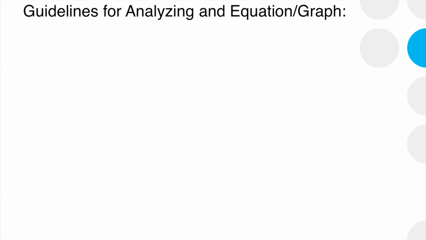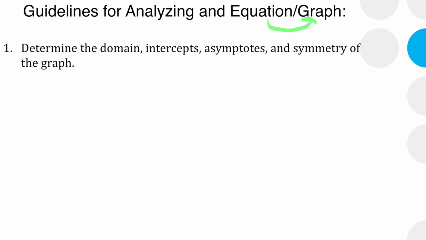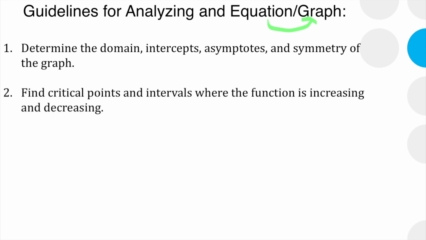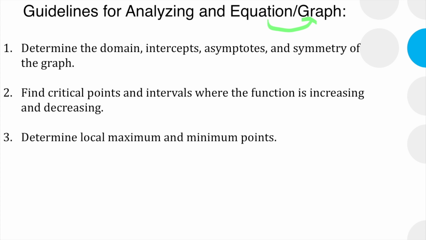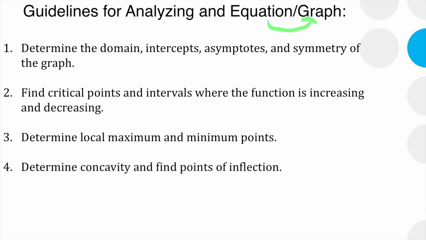Sometimes all we get is an equation. So how do you translate that into a graph? We're going to start from scratch. First, you would determine the domain, intercepts, asymptotes, and symmetry of the graph. Second, you could find critical points and intervals in the first derivative where the function is increasing or decreasing. Determine local maximum and minimum points. Then determine concavity and points of inflection in the second derivative, and then sketch it.